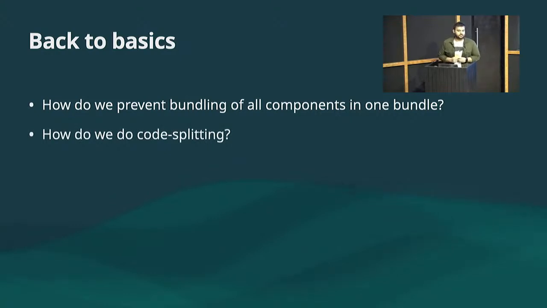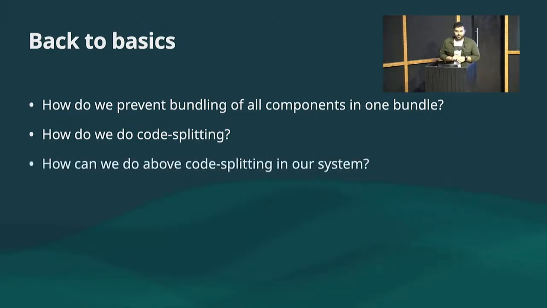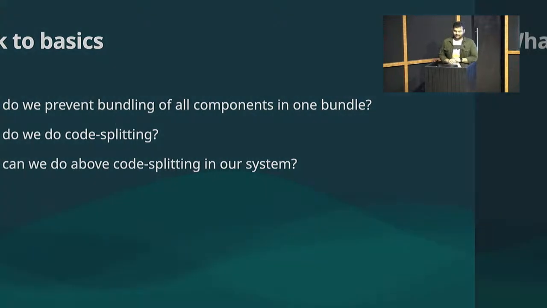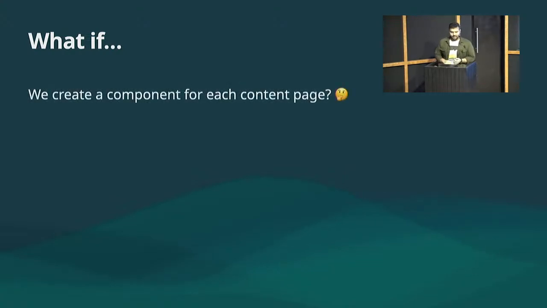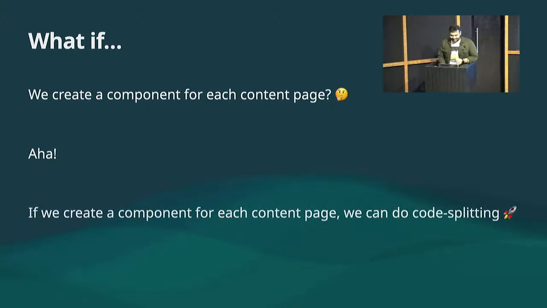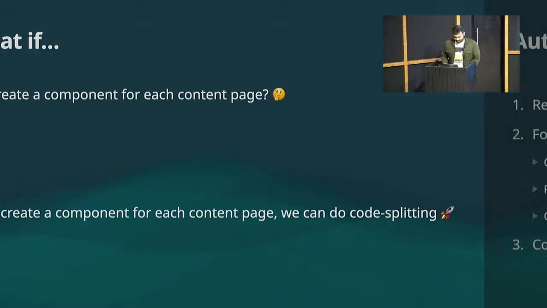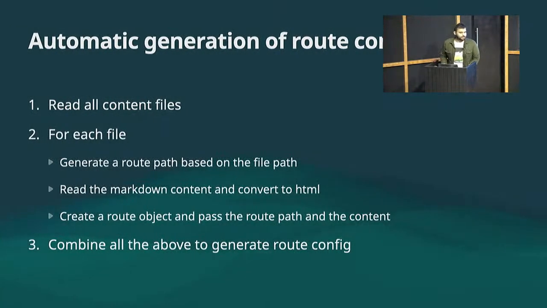But how do we do it? That was a question in our head. Code splitting basically works for JavaScript, but our content files were not JavaScript. So how can we possibly do code splitting here? Okay, so we thought, what if we create a component for each of these content pages? We have a JavaScript component which will contain all the content that we have. And that was our aha moment. That way we can basically do code splitting and split our bundles for each of the content pages. So that is what we ended up doing.